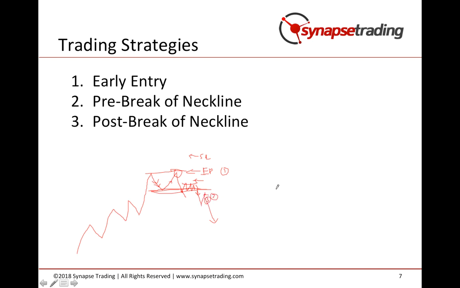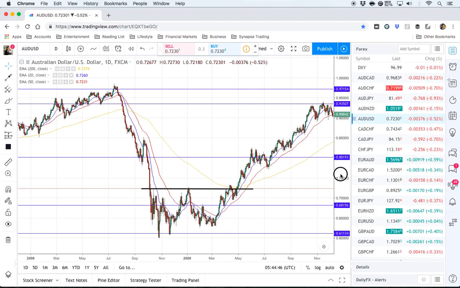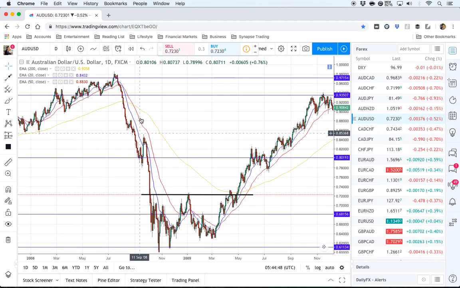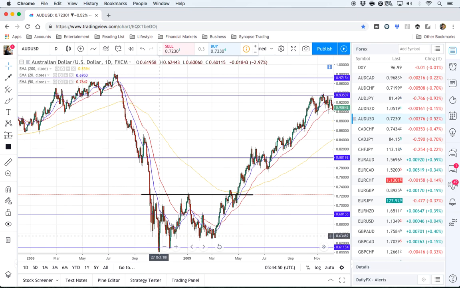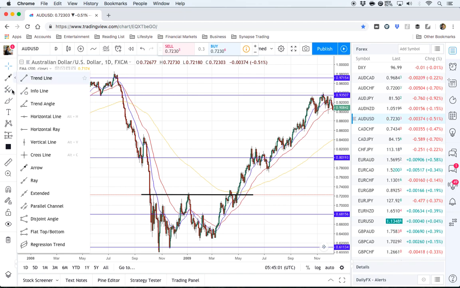So these are three simple trading strategies that you can use, and they're really high probability trading strategies, especially number 2 and number 3. Now we're going to look at the example of a real chart to see how this applies. Okay, so this is clearly the double bottom. The early entry that you can take would probably be somewhere in this region.